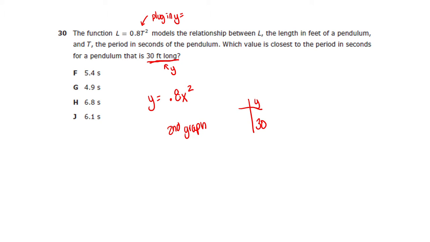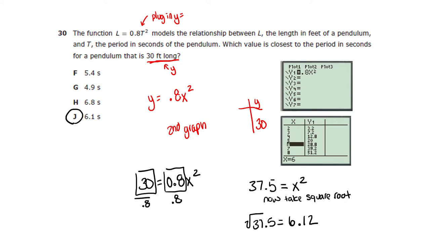Okay, here we go. If you put this into your y equals key, you have 0.8 x squared. Then you look at the table, and you're looking when y is 30, but you never see 30 for y. We see 28.8, which is the closest number to 30. So we picked the closest answer to 6, which is 6.1.